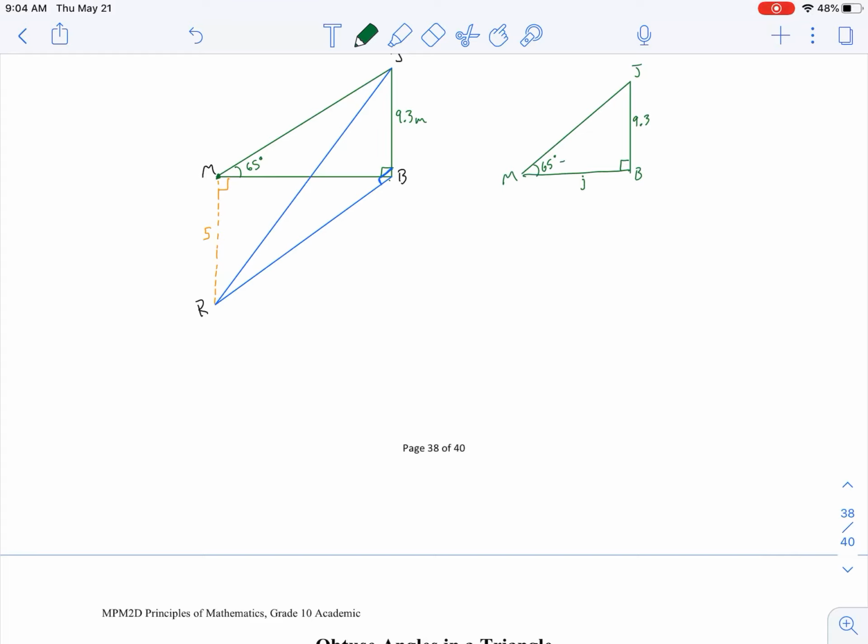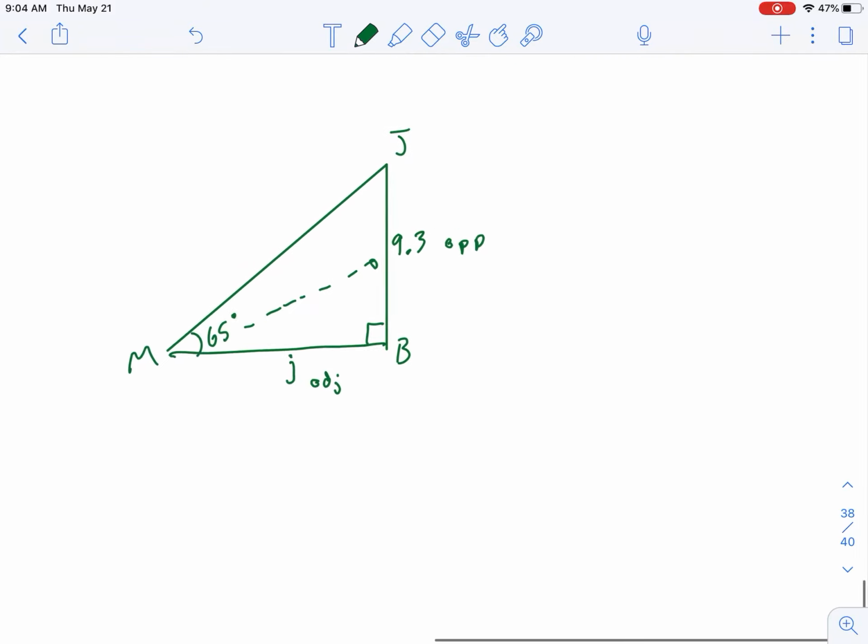So knowing what I know here, I can say, well, this is my opposite over here. This is my adjacent. So I'm going to say that the tan, opposite and adjacent, the tan of 65 degrees is equal to my opposite, which is 9.3, divided by my adjacent, which is J.